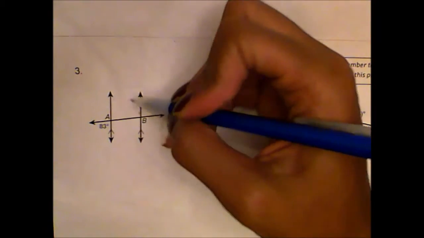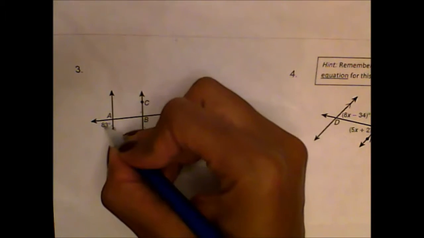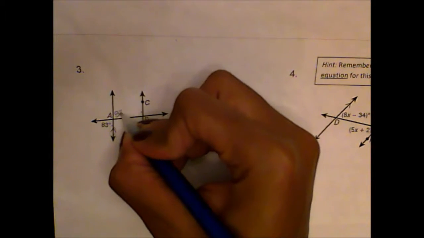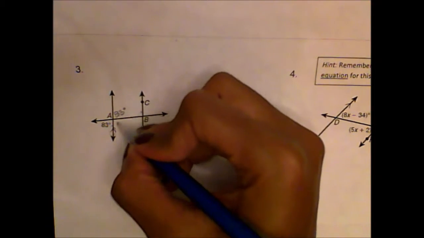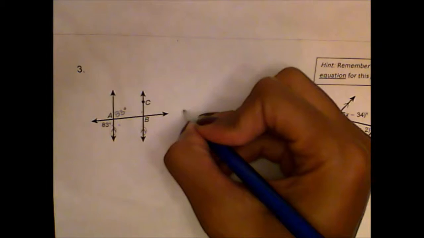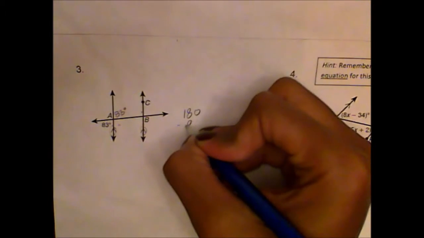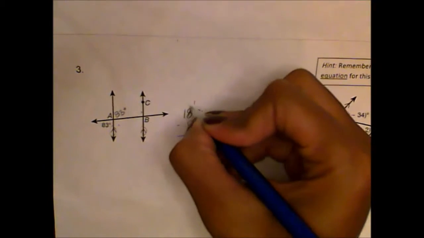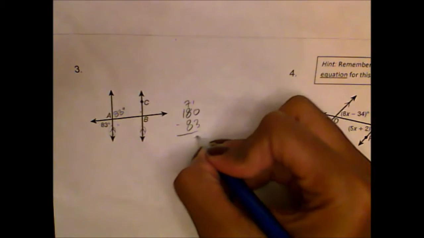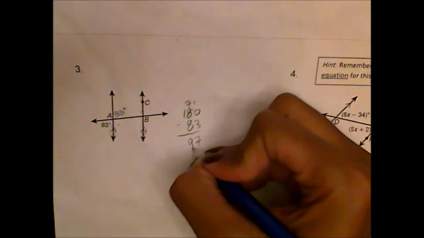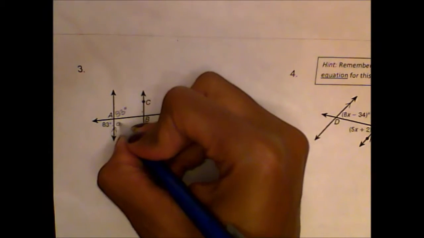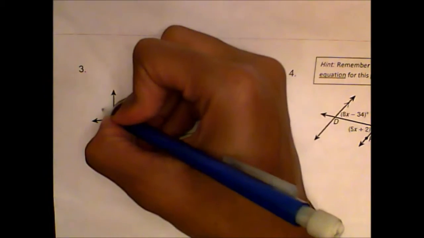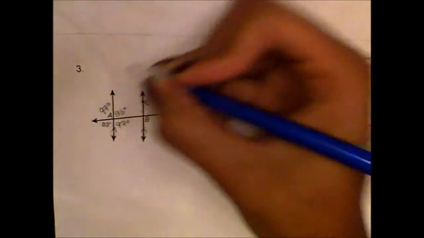Problem number 3. Again, a pair of parallel lines because of the symbol right here. So vertical angles are going to be congruent. So this is 83 and this is 83. These two are linear pairs, so they have to add up to 180. So 180 minus 83. Gotta do some borrowing. 10 minus 3 is 7. 17 minus 8 is 9. So this one right here is 97. And A is also 97.